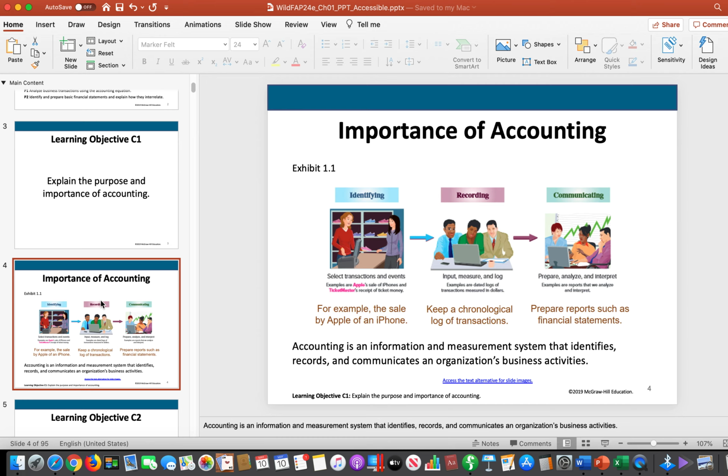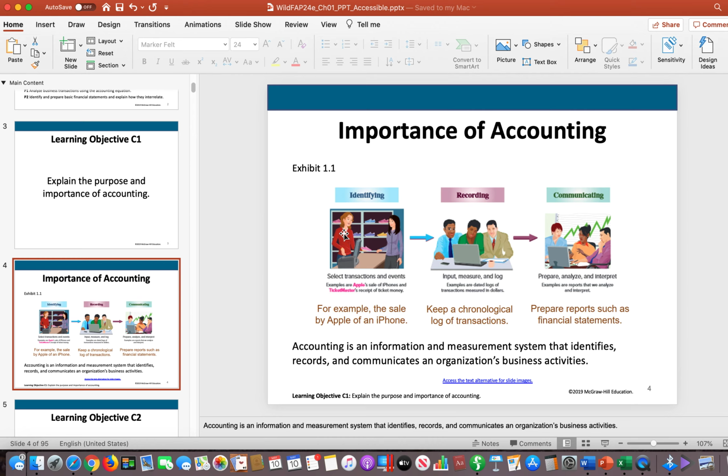And then, of course, you must communicate to those who need to know what happened. You must communicate with them, and you do so, again, through the accounting information. Now, this is, in general, a quick and dirty overview of the steps in accounting. They'll get more elaborate as time goes on.